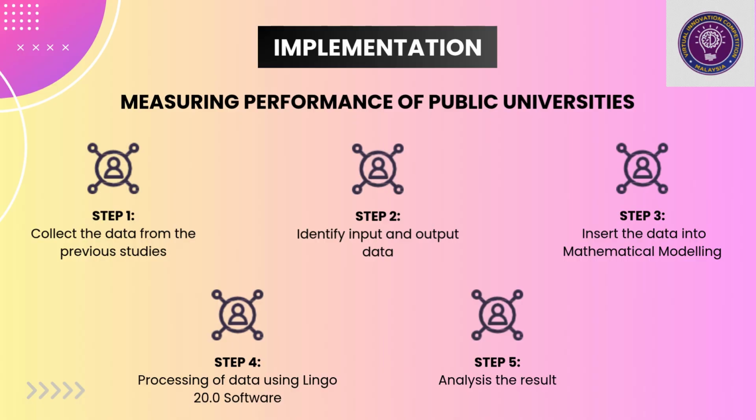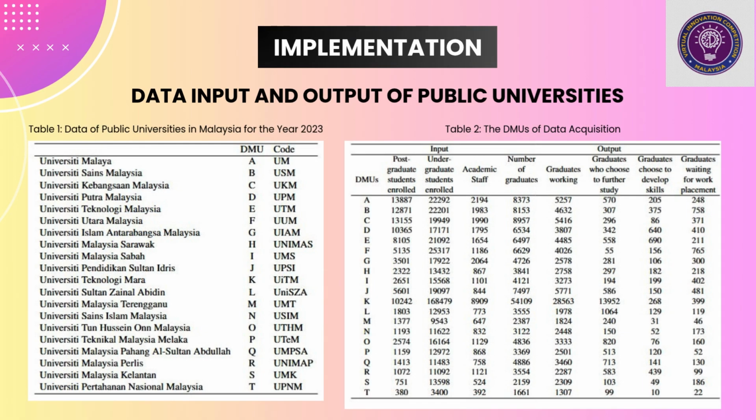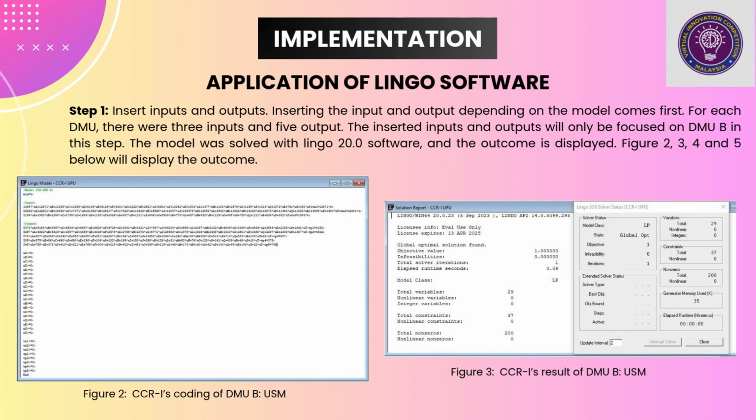First step, collect the data from the previous study. Identify input and output data. Insert the data into mathematical modeling. Processing of data using Lingo 20.0 software. And last but not least, analyze the result. As you can see, Figure 1 shows the flowchart of the implementation for measuring performance of public universities. Next, Table 1 shows data of public universities in Malaysia for the year 2023 and Table 2 shows the DMUs of data acquisition.